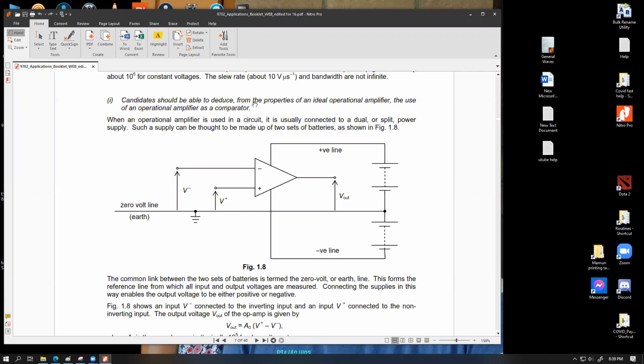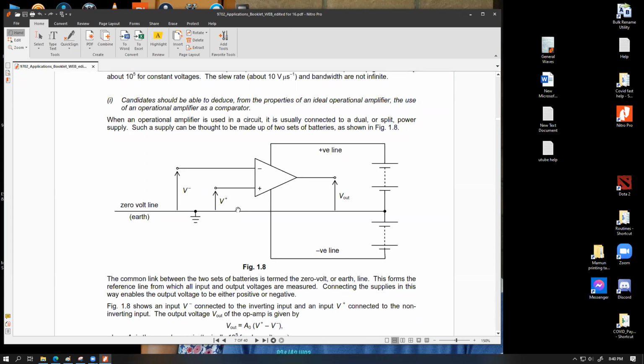Have a look. Candidates should be able to deduce from the properties of an ideal operational amplifier the use of an operational amplifier as a comparator. Actually, one thing I should also mention, for all the mathematical questions of your syllabus, you will always be handling an ideal op-amp. So you don't have to take into effect the practical problems that real op-amps have. But what kind of problem might we have if we have a practical op-amp in the place of an ideal op-amp? These kinds of questions might show up as explanation-type questions. For mathematical calculation, we'll always consider an ideal op-amp for the sake of simplicity.